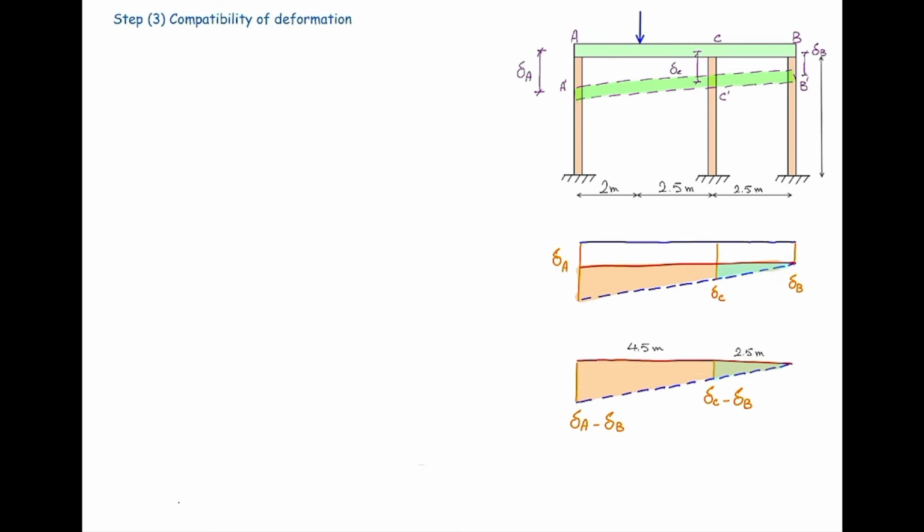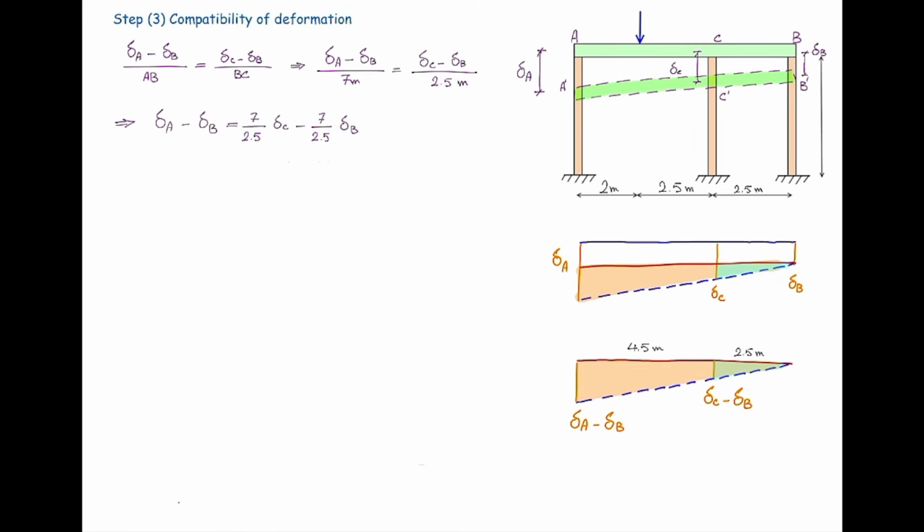Now I'm going to write down the compatibility of deformation. The compatibility of deformation is going to be delta A minus delta B divided by the entire length, which is 7 meters, is equal to delta C minus delta B divided by the length from C to B, which is 2.5 meters. We found a relationship between these parameters. Let me simplify that, and we get this simplified form. All right? And that would be the relationship between the deformations.